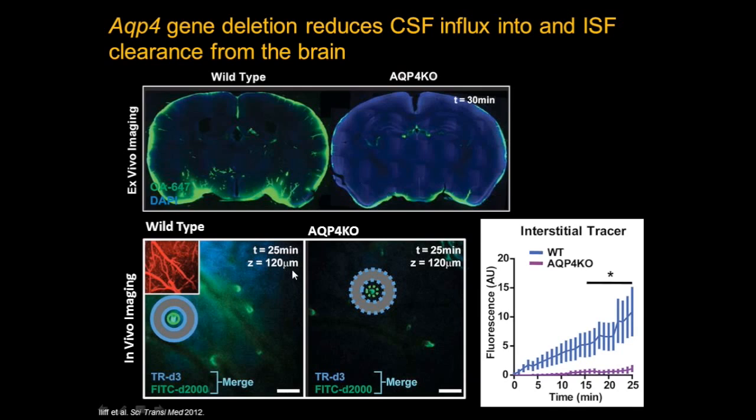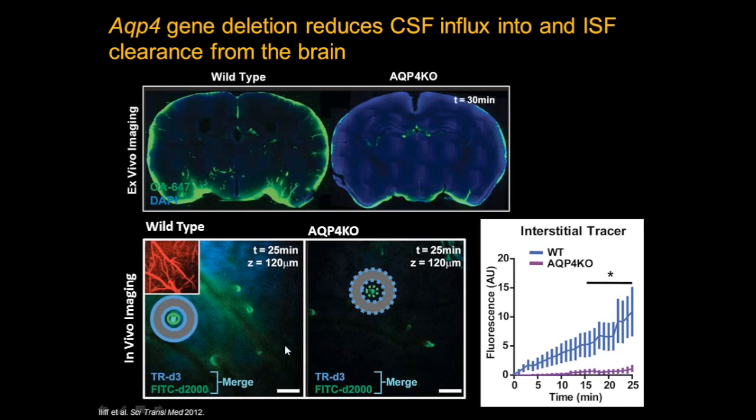So to test that, we had available to us an aquaporin 4 global knockout mouse. This mouse lacks a functional aquaporin 4 gene. So we conducted all the same imaging that I've shown you before on these mice. This is ex vivo imaging here. This is in vivo imaging here. And you see a profound failure of CSF interstitial fluid exchange in the knockout mice.